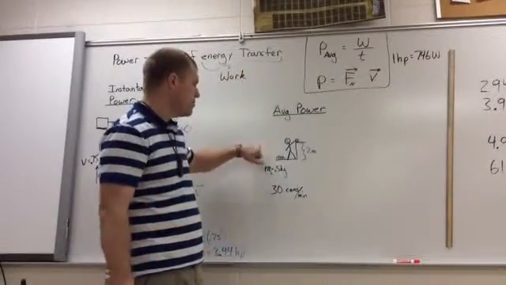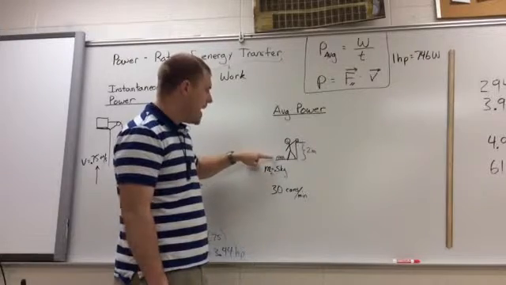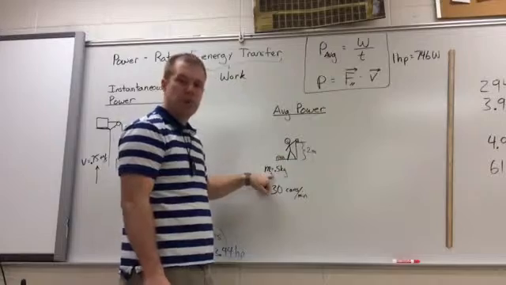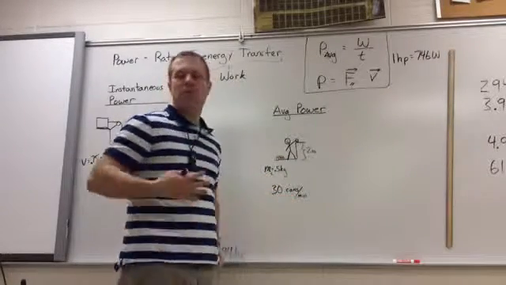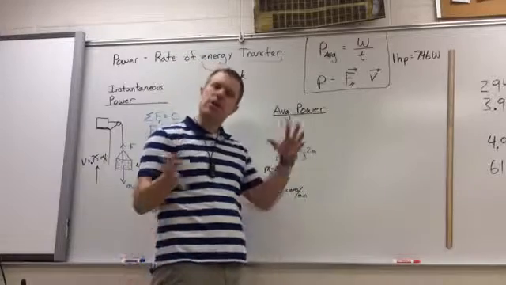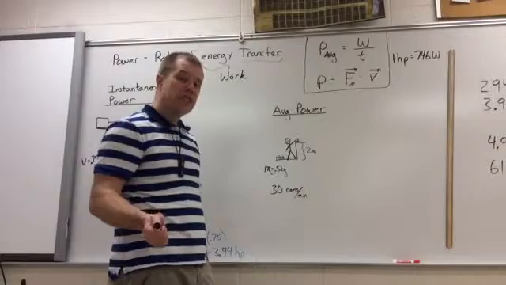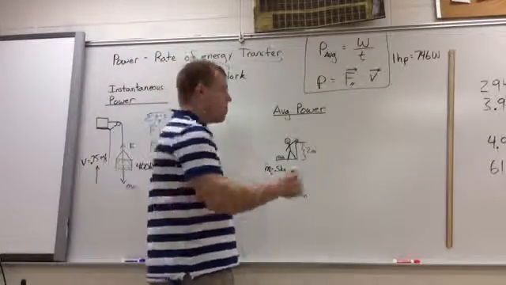Our problem is, I have a stock boy, or girl, and they're putting cans up on a shelf that's 2 meters high. Each can weighs 0.5 kilograms, and they're going to put 30 cans a minute. I want to know, what is their average power as they're putting all those cans up on that shelf? The first thing I need to do is find out the work. So I write out that big, long equation.